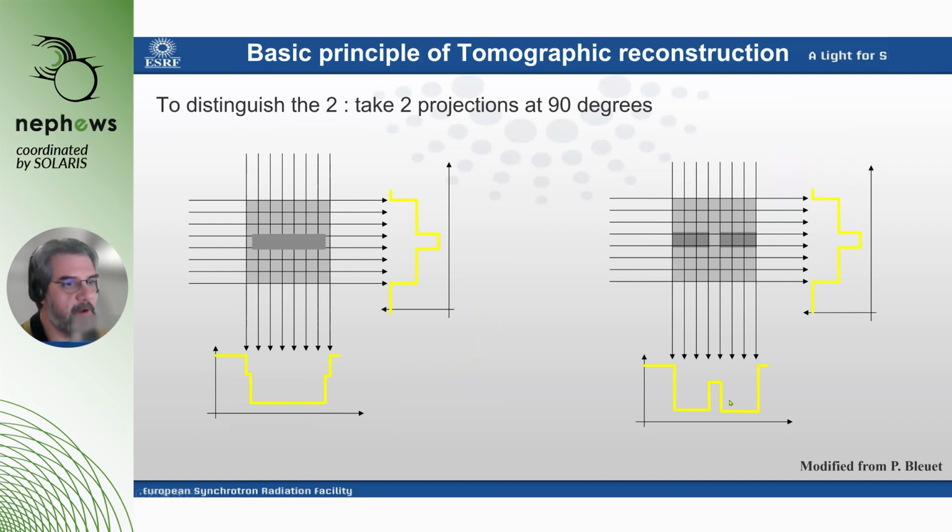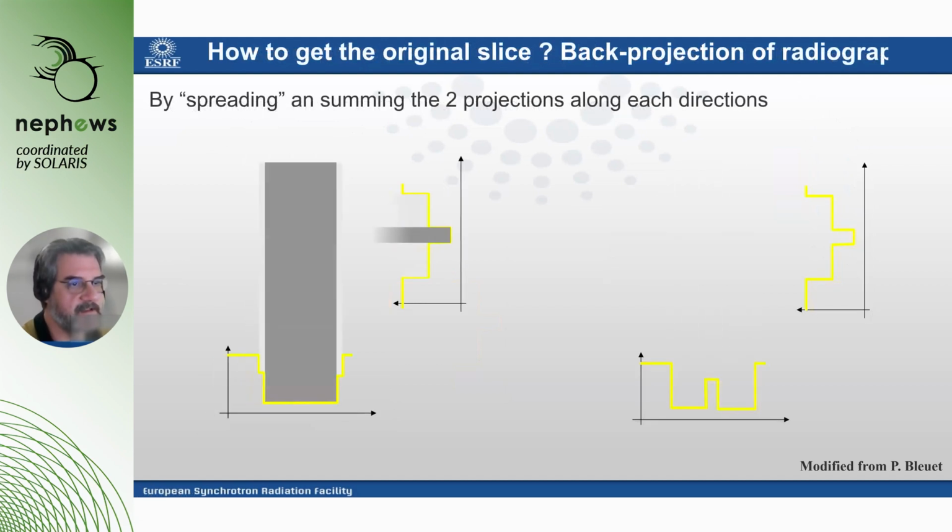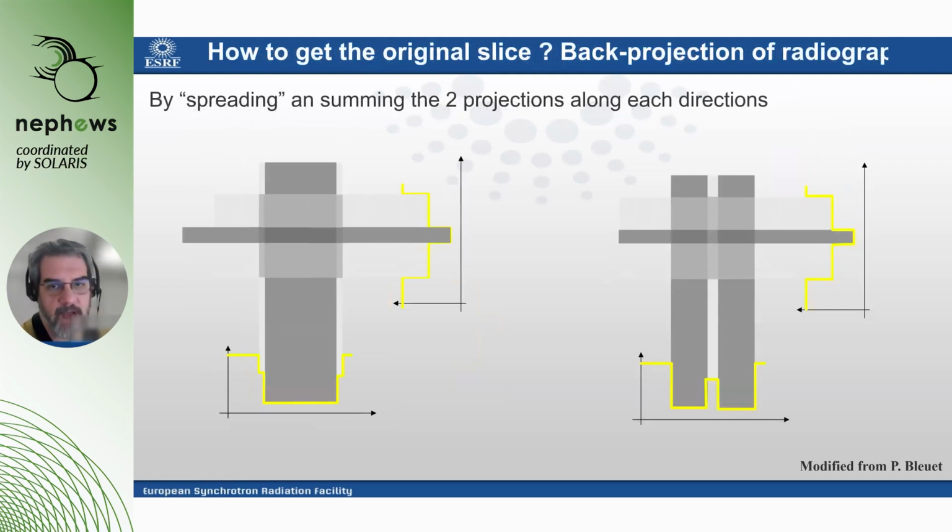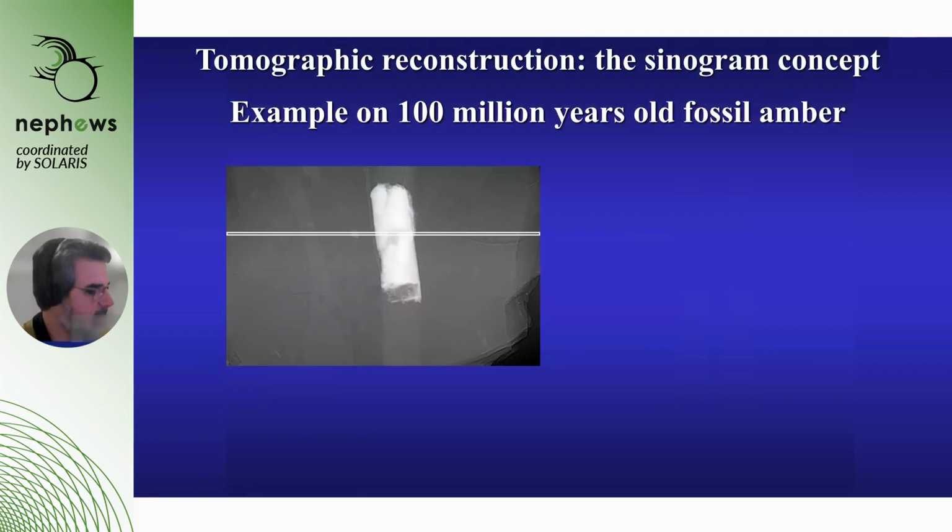The principle of tomography is to use the information from the radiographs to reconstruct the slices. And to do that, you back project the information from the radiograph. Doing that with just two angles is clearly not enough. You need much more to reconstruct the slice. So to show you how it works, here is an example.